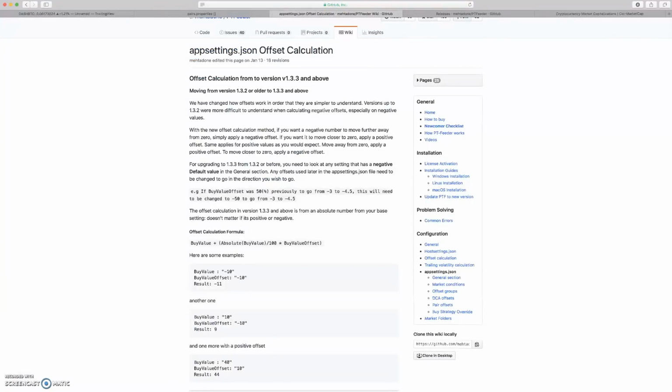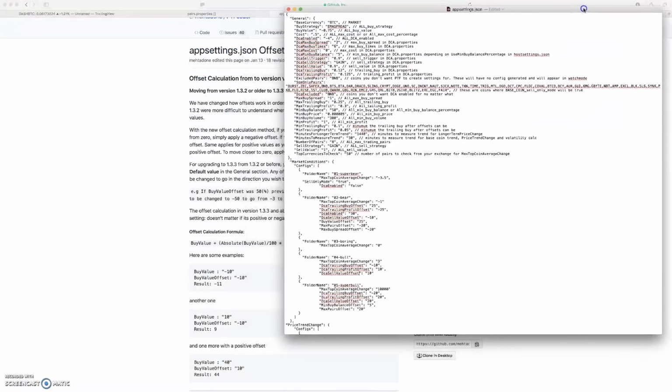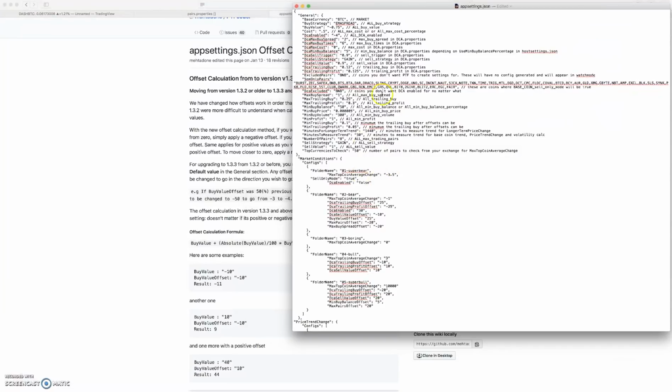So let's jump into my settings real quick. The stuff that I've been using and that I'm still using right now. We're going to go over some of the offsets in TradingView if I have some time, but let's jump into this. So EMA spread, that's what I'm using. My buy value, negative 0.75.